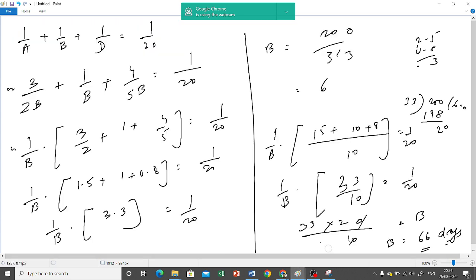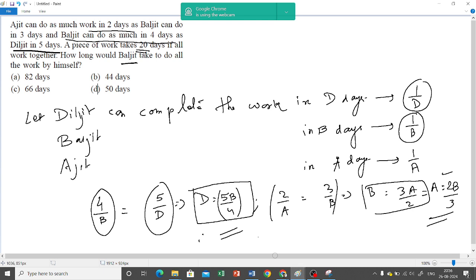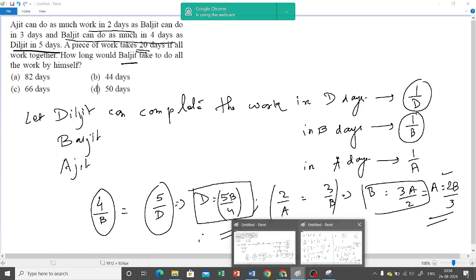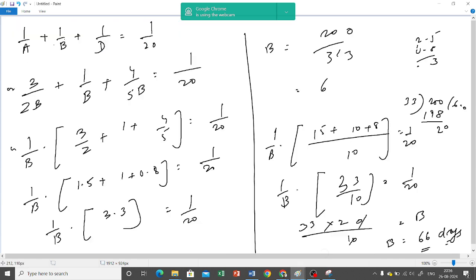Right, now it is given that a piece of work takes 20 days if all of them work together. So if all of them work together, how much work is done in 1 day? 1 by A plus 1 by B plus 1 by D, and that is equal to 1 by 20. Why 1 by 20? Because if all of them work together, the entire work is done in 20 days, so the work done in 1 day is 1 by 20. Now I am just substituting the values.